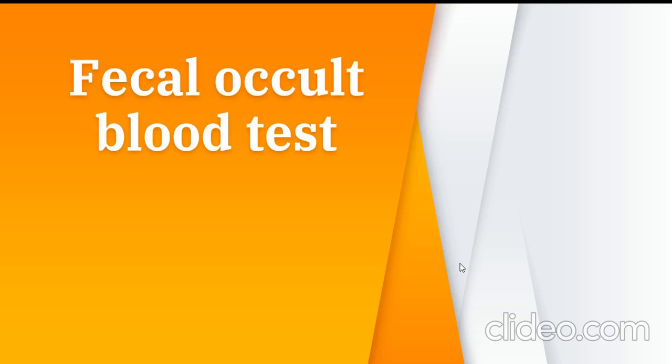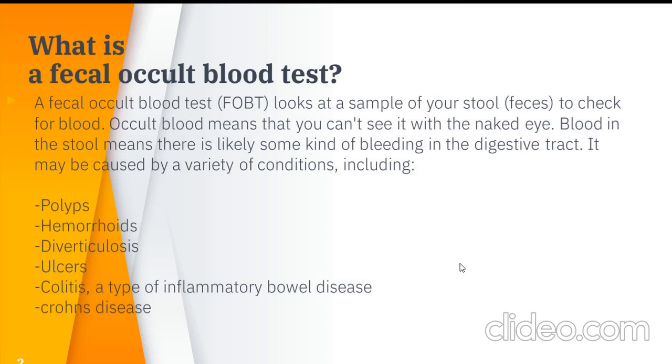Occult blood test. A fecal occult blood test, FOBT, looks at a sample of your stool, feces, to check for blood. Occult blood means that you can't see it with the naked eye. Blood in the stool means there is likely some kind of bleeding in the digestive tract. It may be caused by a variety of conditions including polyps, hemorrhoids, diverticulosis, ulcers, colitis, a type of inflammatory bowel disease, or Crohn's.